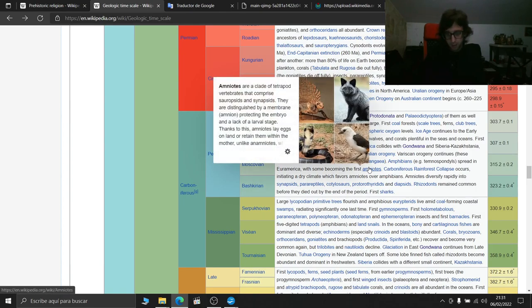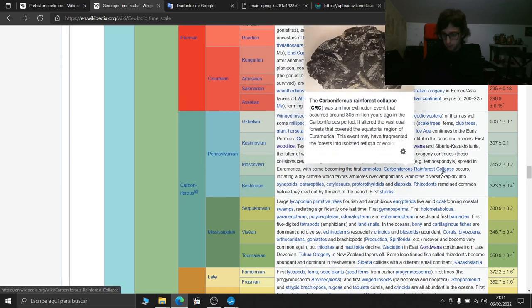Amniotes are a clade of tetrapod vertebrates that comprise sauropsids and synapsids. They are distinguished by a membrane, the amnion, protecting the embryo and a lack of a larval state. Thanks to this, amniotes lay eggs on land or retain them within the mother.